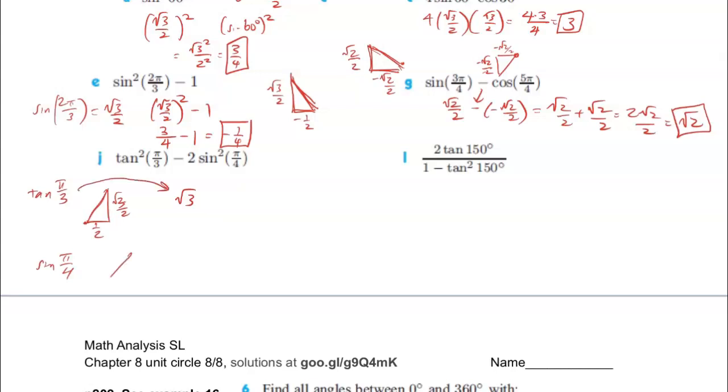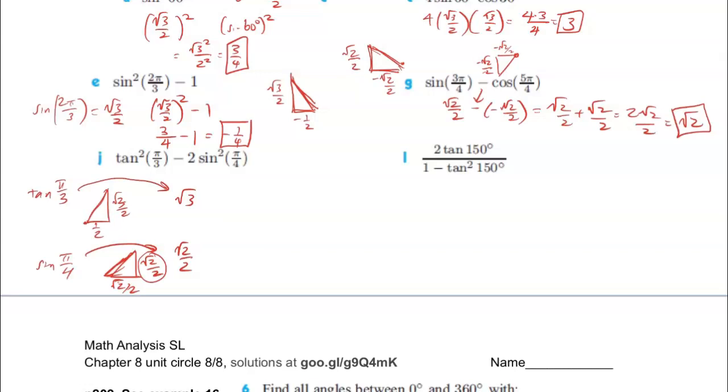Sine pi over 4. Pi over 4, remember, is the 45-degree triangle. The 45-degree triangle has two sides that are the same length, medium length, square root of 2 over 2. The sine value is the y coordinate, which is positive square root of 2 over 2. Okay, so now let's plug these in, shall we?